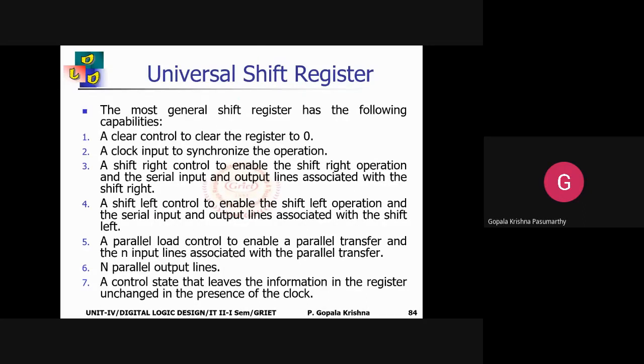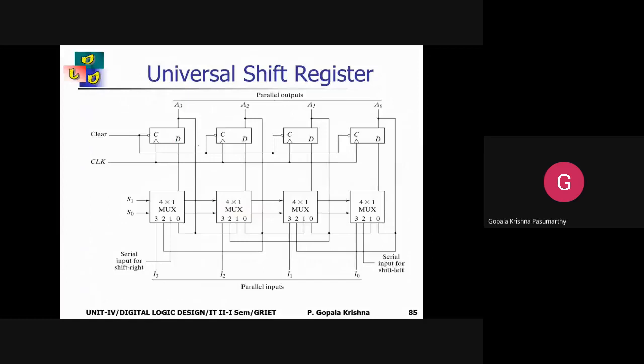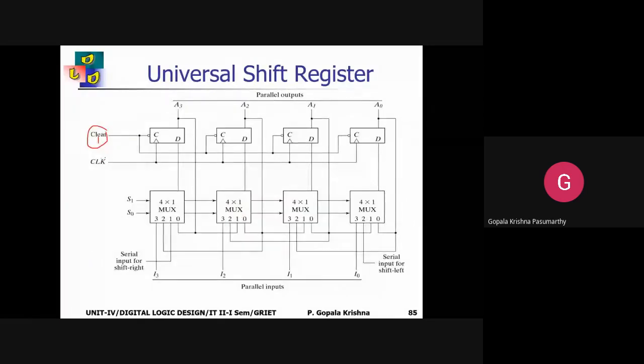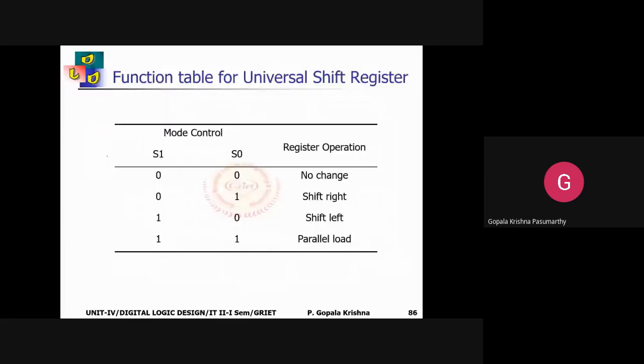These are all universal shift register facilities. I have explained to you. A universal shift register will have a clear control to clear it to 0. This register has a clear input. If you press this clear input, all flip flops will be set to 0. That is the first point. A clock input to synchronize the operation. Of course, since it is a register, a group of flip flops, it has a clock.